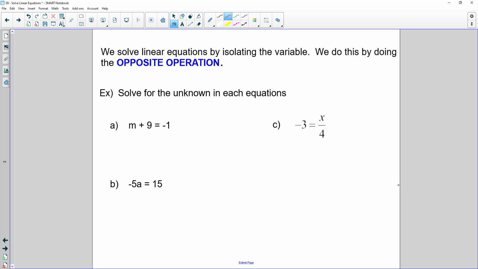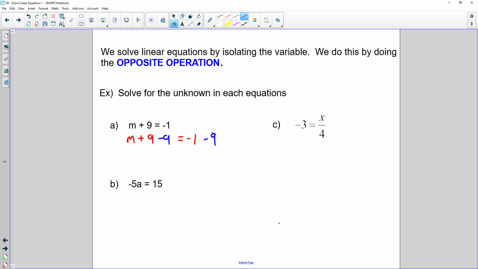For this first one, we have m plus 9 equals negative 1. So we're thinking to ourselves, okay, we want to get the m to be alone. What is stopping the m from being alone? It is that plus 9. So what we're going to do is subtract 9. We're going to do the opposite operation to both sides. So we'd have m plus 9 minus 9 is equal to negative 1 minus 9. So we're subtracting 9 from each side.